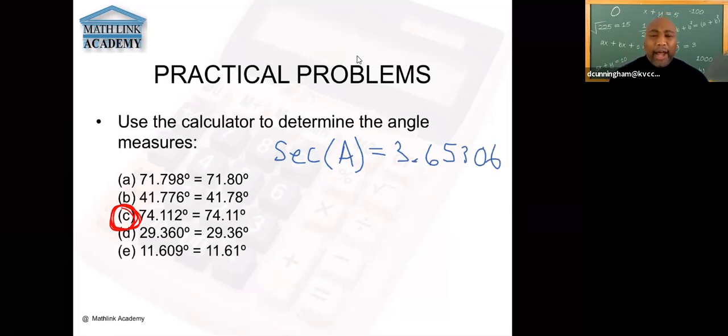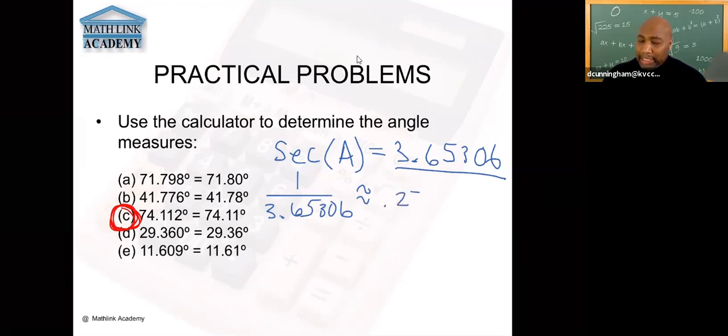Now, in order to find angle A, we're first going to have to find the reciprocal of that number. So in other words, the second step is you have to find 1 over 3.65306. Excuse my handwriting, it gets better. And I believe that's an approximation of 0.27374. I think that's the approximation. Check my math. Now you're going to use that number and put a check right there.